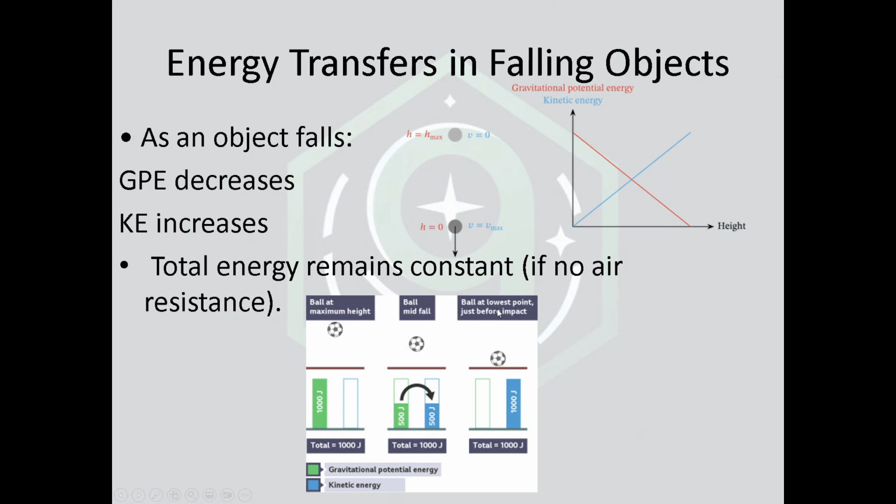And then when the ball gets to the lowest point, just above the ground, that's the highest amount of kinetic energy at 1,000. But keep in mind that now GPE is 0, kinetic energy is 1,000, and the total energy in the system is constant throughout. Cool, so let's now move on.